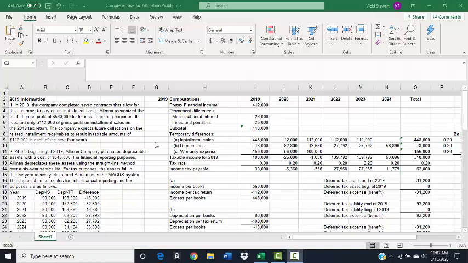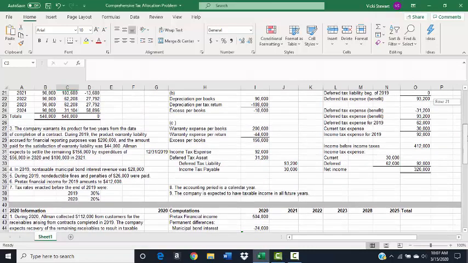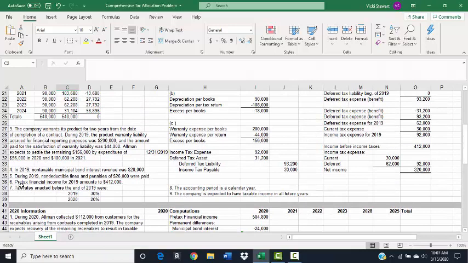So whenever we do this schedule, we start out with whatever we have on our financial statements for pre-tax financial income. So let's go down to the bottom and just look at what the problem told us. At the very end, it tells us that pre-tax financial income for 2019 was $412,000. It gives us the enacted tax rates at the end of 2019. This year, the tax rate was 30%, but in future years, starting in 2020, it will decrease to 20%.